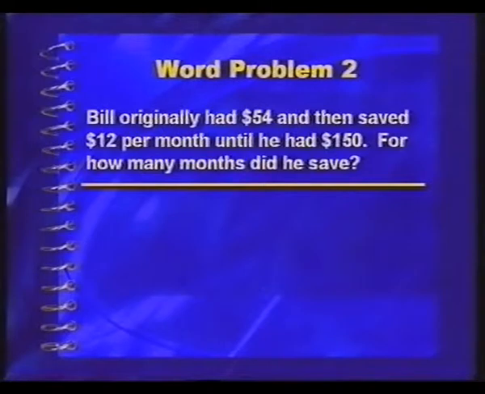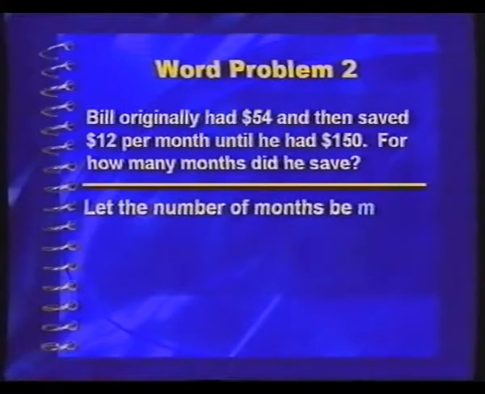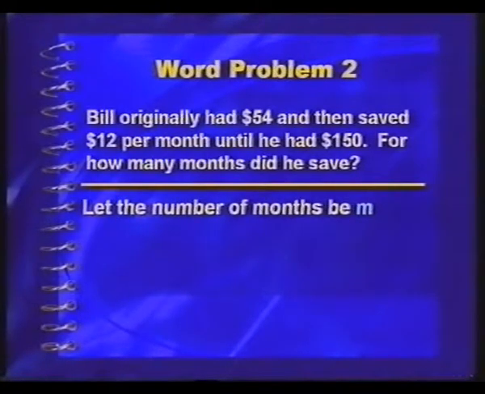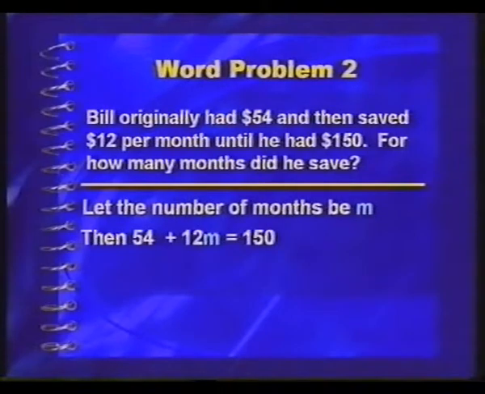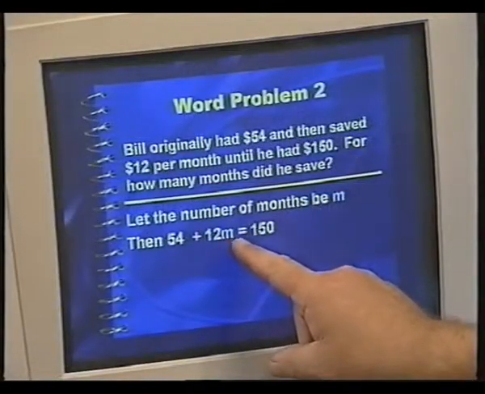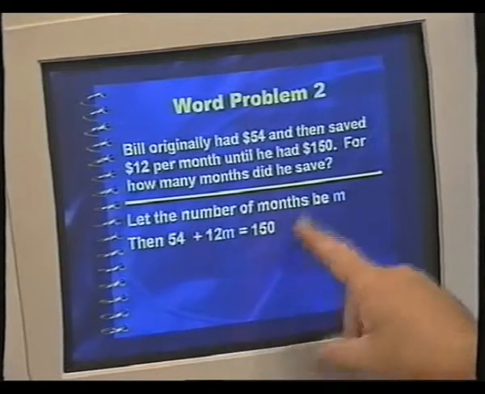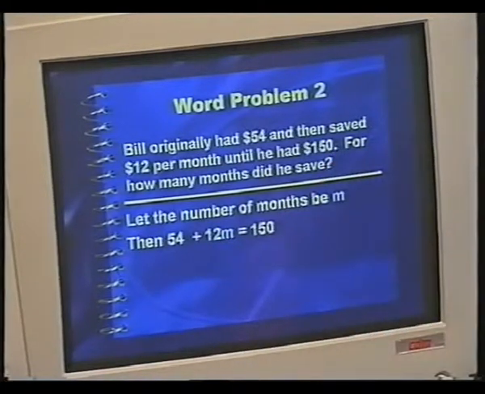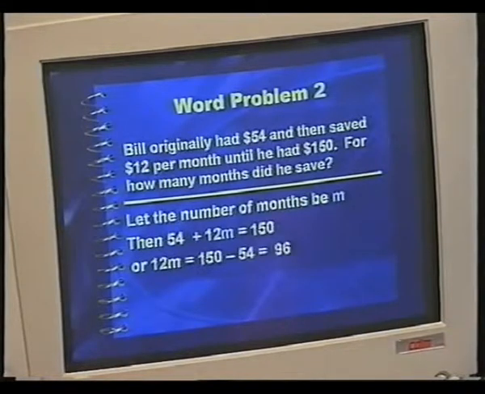Here Bill originally had $54 and saved $12 per month until he had $150. For how many months did he save? Well, we let the number of months be M, a logical letter. Then we get this equation, the $54 he had originally plus 12M, because every month he saves 12, so it's 12 times M, and the total he wants is 150. We get the linear equation.